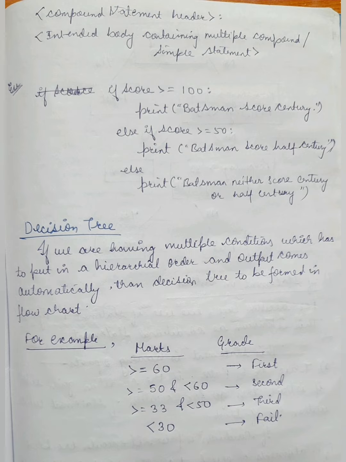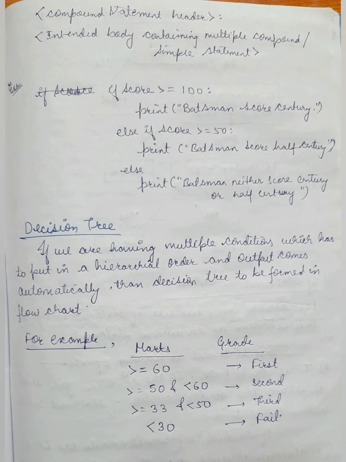For example, marks and grade. If the marks is greater than or equal to 60, then the grade is first. If marks is greater than or equal to 50 and less than 60, then the grade is second. And if marks is greater than or equal to 33 and less than 50, then the grade is third. Lastly, if score is less than 33, then the grade is fail. So let's see how we make a flowchart.